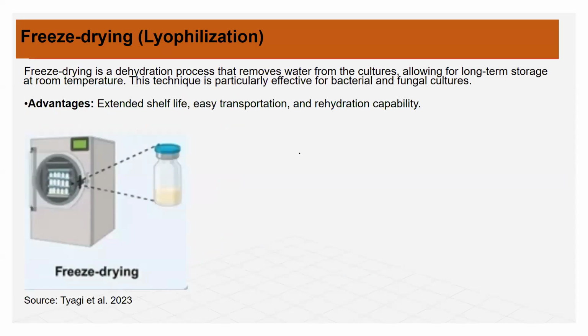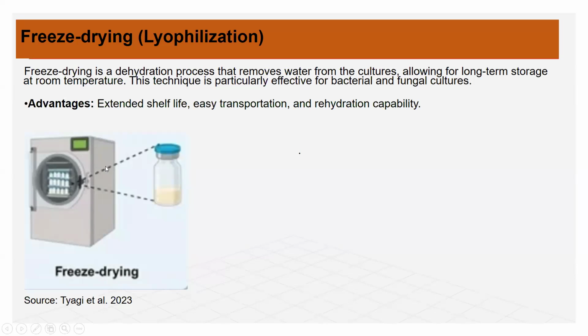So the other one is freeze drying. Freeze drying is also known as lyophilization. Freeze drying is a dehydration process, that is, you remove the water from the cultures. And this will allow you long-term storage at room temperature. This method is effective for bacterial and fungal cultures. The diagram I've taken from Yagi et al. 2023 is showing you the lyophilizer. This cupboard here is the lyophilizer.